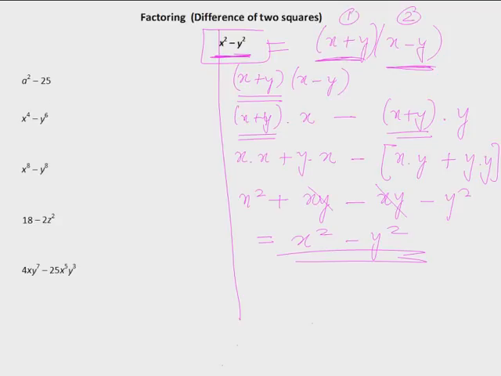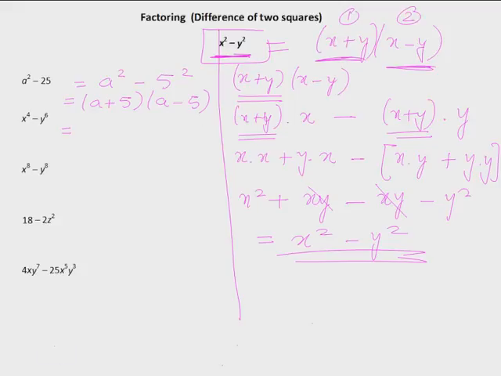a square minus 25. So a square is clearly x square, 25 should be y square. So I rewrite this as a square minus 5 square. Now it's looking like x square minus y square, so it should end up being a plus 5 into a minus 5. The listener is invited to check this by opening out the two brackets, multiplying them out using the distributive property and ending up with a square minus 5 square.